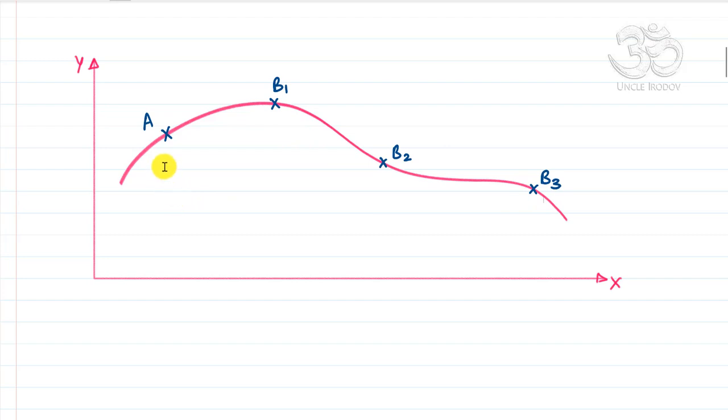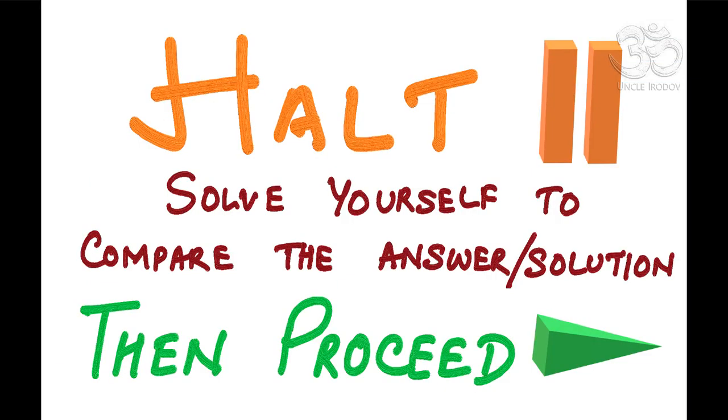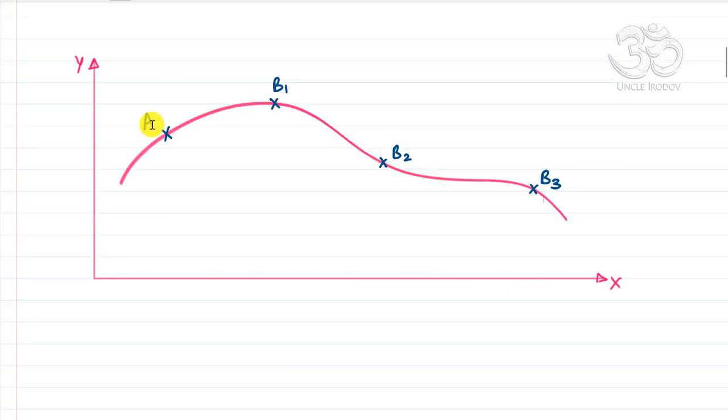And I ask myself, if I join this point A to this point B, wherever I have taken it, so AB1 is one possible straight line, AB2 is another possible straight line, AB3 is another possible straight line, can any of these straight lines give me the slope of the curve at A? So no. If I draw any of these 3 straight lines, I'm not going to get the slope of the curve at A.